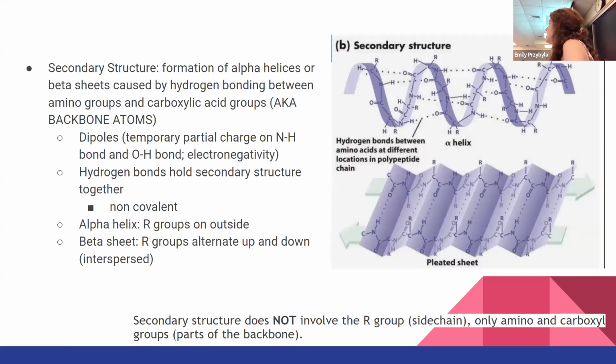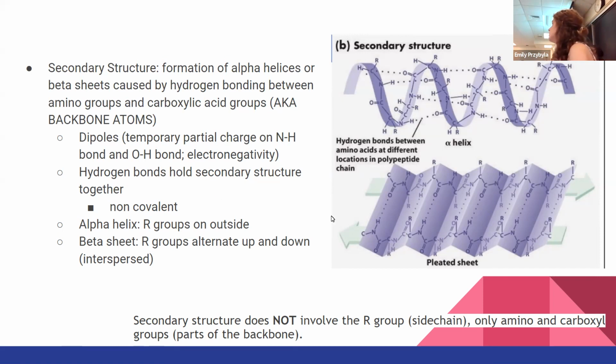Then we have secondary structure. Our secondary structure is mainly hydrogen bonds. This structure is between backbone atoms, and they form alpha helices, which look like helixes, and beta sheets. The alpha helix is the top one and the beta sheet is the bottom one. The bonding is between the amino groups and the carboxyl groups. Like I said, that's the backbone, but it's hydrogen bonding, so it's not between the C and the N, obviously, because we need hydrogen for a hydrogen bond. These are non-covalent, so easier to break.